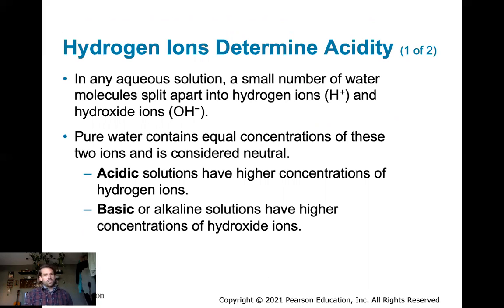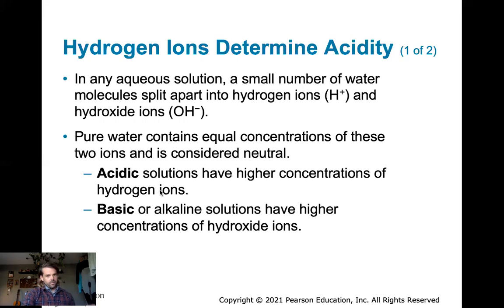So in any aqueous solution, which means just a water-based solution, a small number of water molecules split into hydrogen ions, H+. It's an ion because we see this plus, right? It's got a charge. And hydroxide ions, OH-. So H+, OH-. Okay? So pure water contains perfectly equal concentrations of these two ions, and therefore it's considered neutral. And if you tip the scale in any direction towards positive or negative, so if you have more H+ than OH-, then you start getting into various types of solutions.